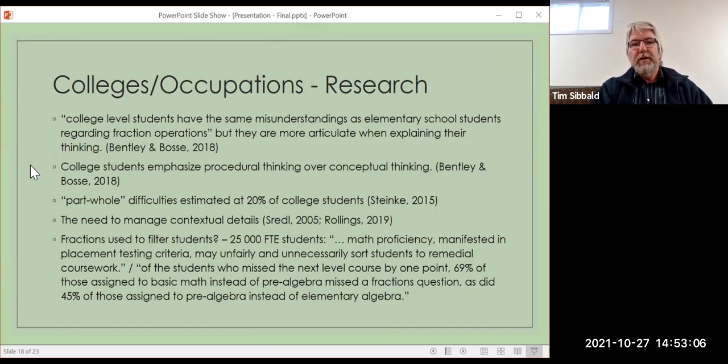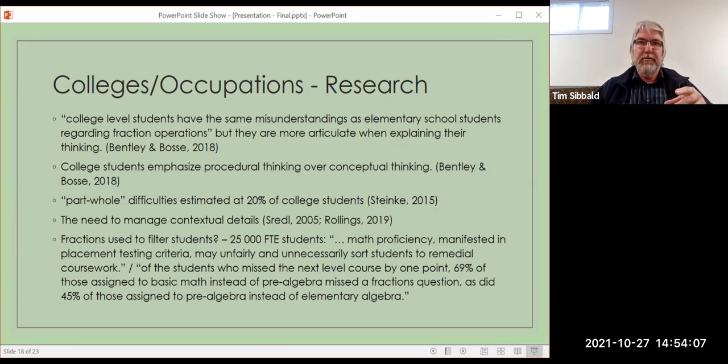This last point is really important. A study of 25,000 college students in the US, I believe, pointed to the questions dictating what course these students would go into. They fell into categories, and 69% of the students who ended up in basic math missed by one question in the fraction category. And so it's being argued that fractions are being used as a filter, and that it is causing students to end up in basic courses, whether they will ultimately need fractions or not in their program of study.